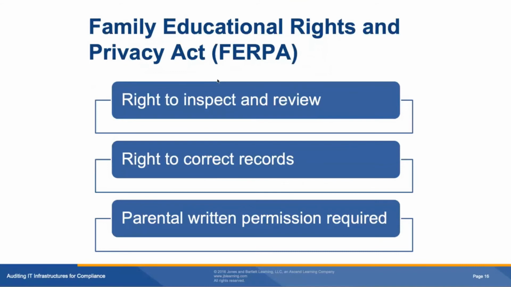Educational institutions have to comply with FERPA. That would include Pitt Community College. FERPA says that you have the right to inspect and review all of your student records. Anything we keep on you, we need to show you. You have a right to ask for correction of records. And then all kinds of different permissions, right? Parental written permission required to give out any kind of information.